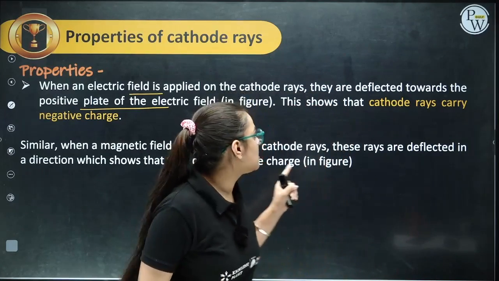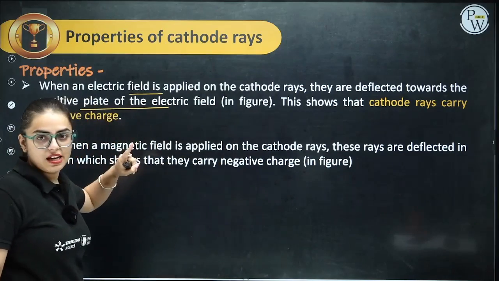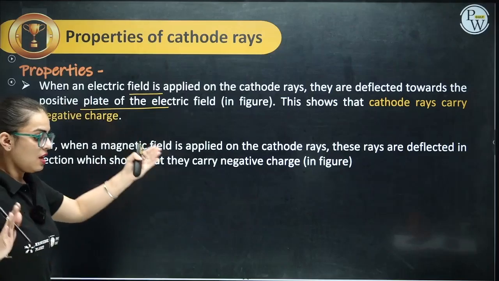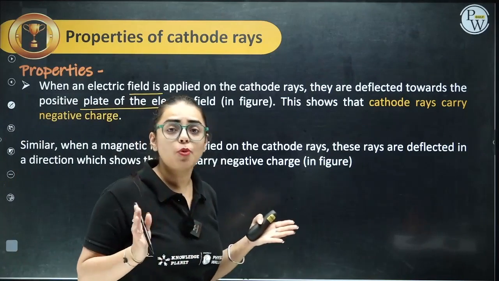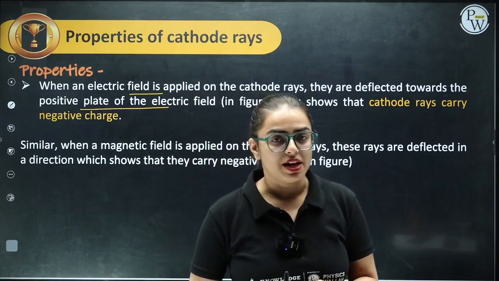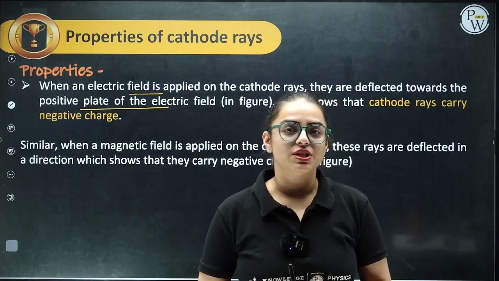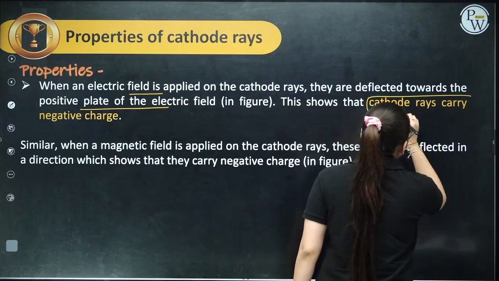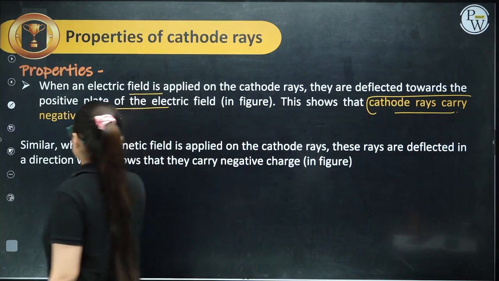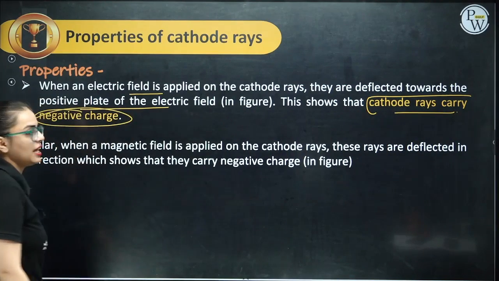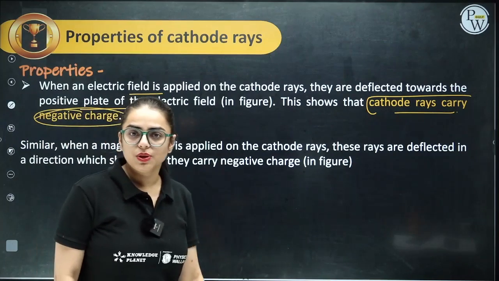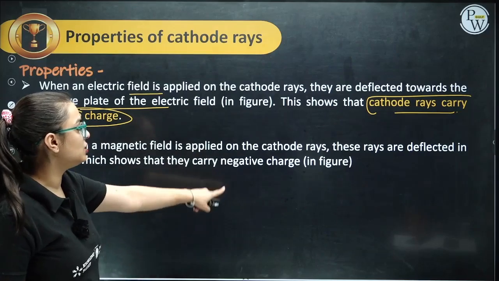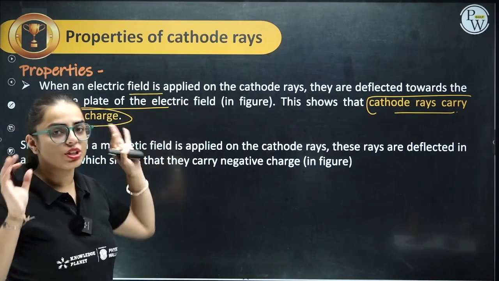So what it is saying is that when we have applied an electric field, they are deflected towards the positive plate. Now what will come towards positive? Will positive come towards positive? No, they will repel. But yes ma'am, negative can come towards the positive plate. That means cathode rays carry negative charge. I guess this is clear to each and every one of you. Now see. Similarly, when a magnetic field is applied on the cathode rays, now electric and magnetic field, both experiments are done.